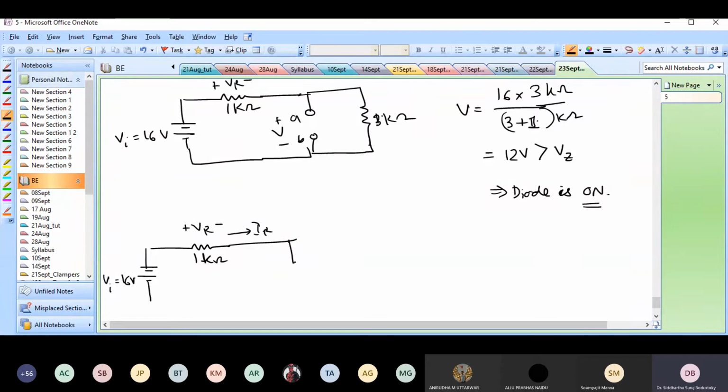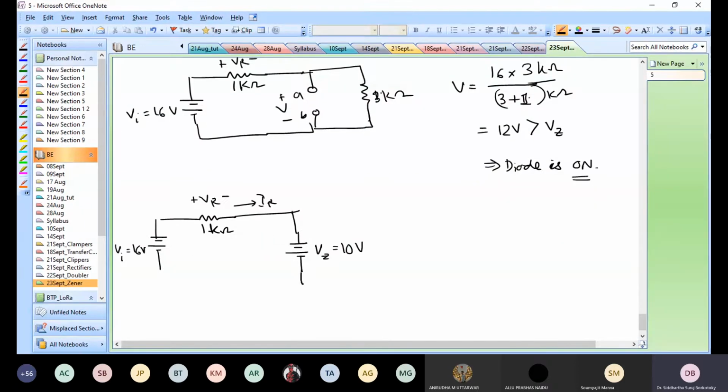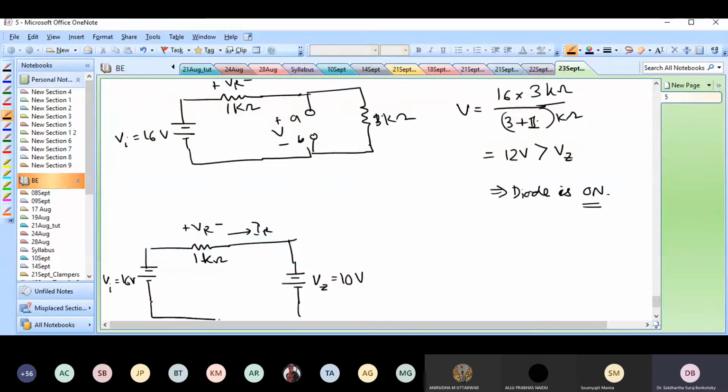Then some VZ. VZ I know will be 10 volts, because the diode is reverse biased at the zener potential, but it's conducting in the zener region. That means the voltage across the diode would be fixed at whatever zener potential the diode has, and that zener potential is, according to the equation, 10 volts.